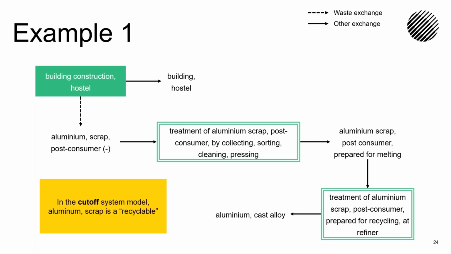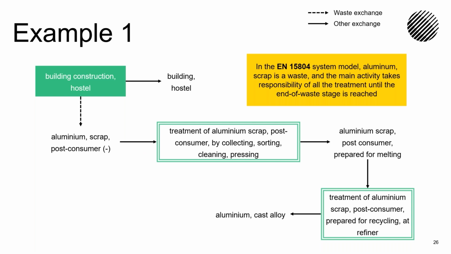Now, in the cutoff system model, aluminium scrap post-consumer is a recyclable, meaning that the boundary of our system stops right there, as soon as we have aluminium scrap post-consumer production. In the EN15804, aluminium scrap is still classified as a waste. It hasn't reached the end of waste stage yet. To reach the end of waste stage, it needs to be collected, sorted, cleaned, and pressed. That means that the cutoff point needs to extend a little bit further in line and include another treatment: treatment for aluminium scrap post-consumer by collecting, sorting, cleaning, and pressing.